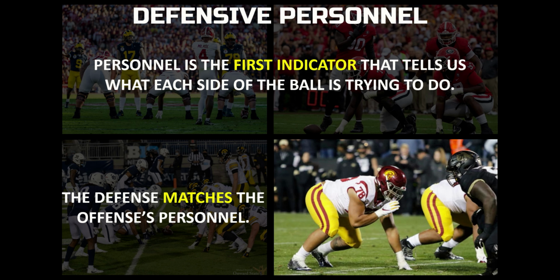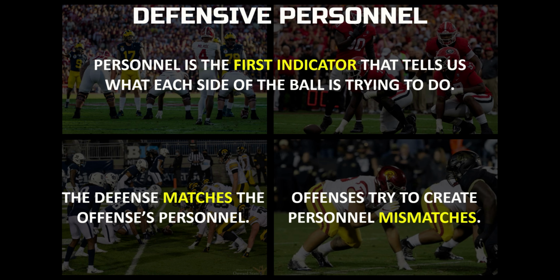But the defense cannot be stubborn and put six defensive backs on the field if the offense is in 23 personnel with two backs and three tight ends. It would struggle to stop the run, obviously. So, one of the first goals in offensive philosophy and game planning is to schematically create personnel mismatches, and the defense's job is to counter that.